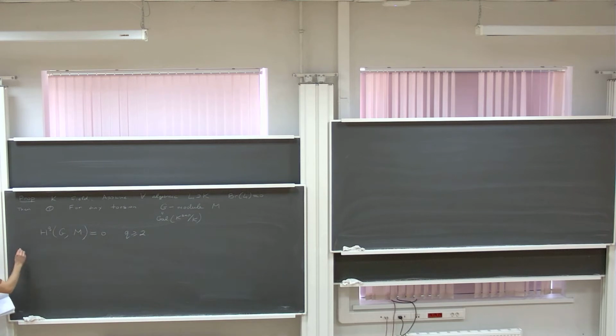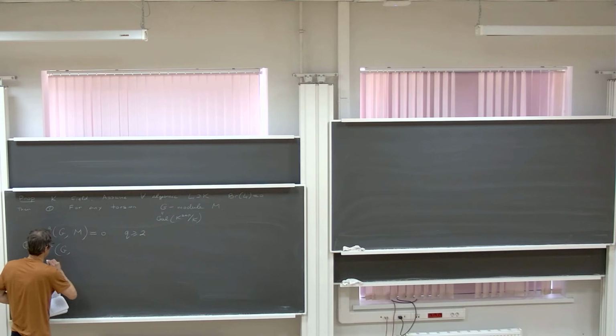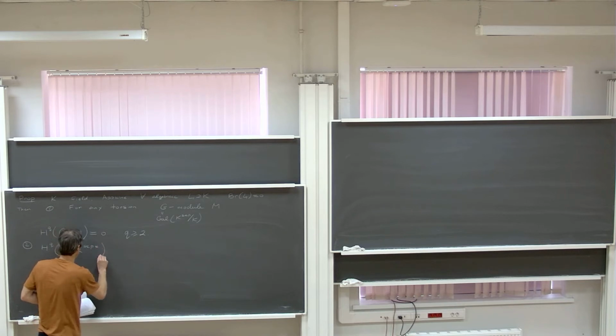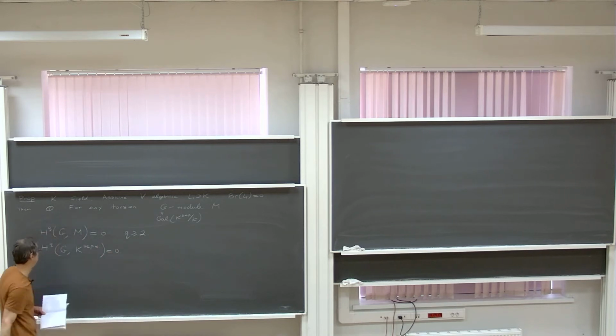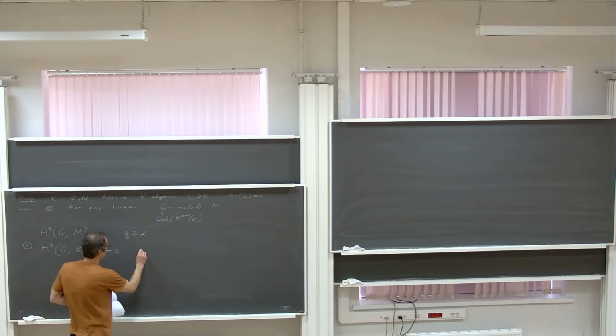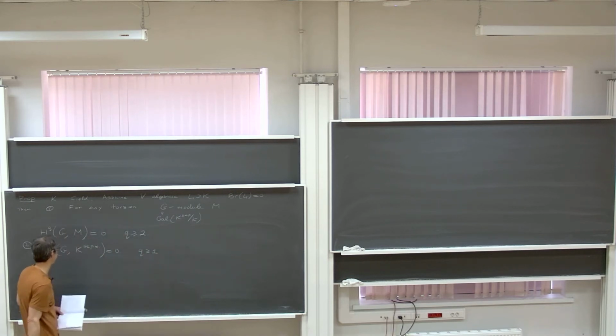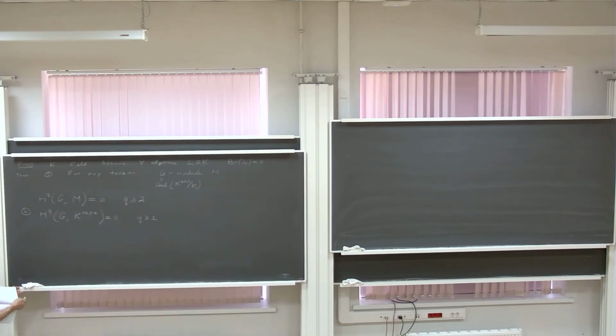And the second assertion is that the homology of G with coefficients in K sep star is equal to 0 when q is greater or equal than 1. Okay, so let's see how to prove this.